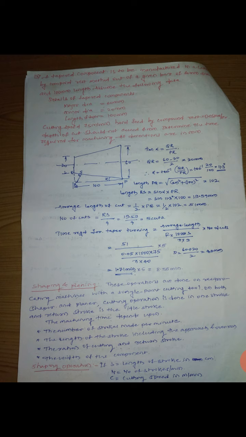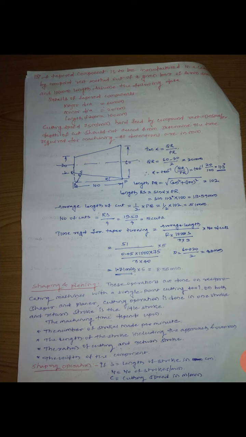Cutting speed is 75 meter per minute and hand feed by compound rest at 0.05 mm per revolution. Depth of cut should not exceed 4 mm. Determine the time required for machining. All the dimensions are in mm.